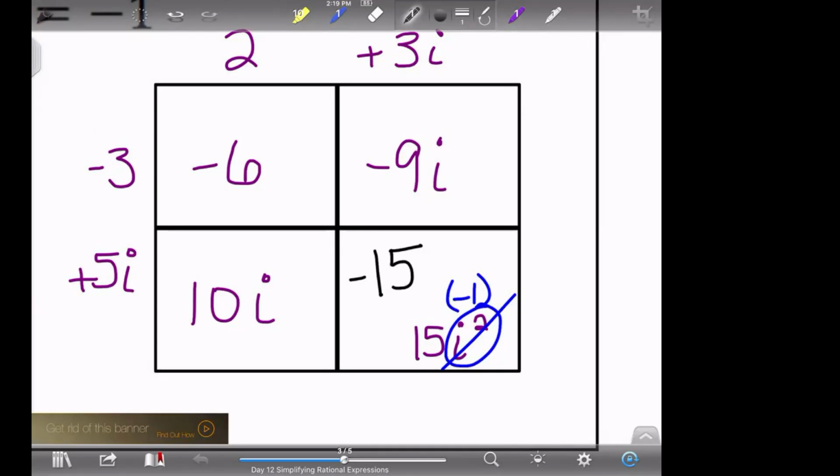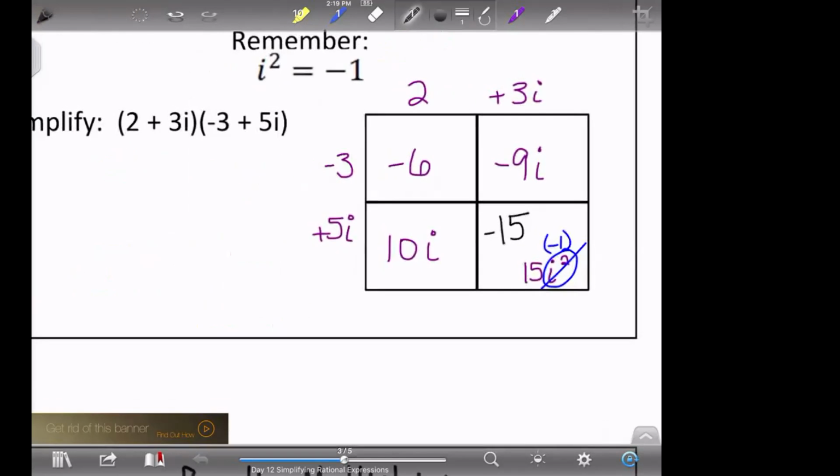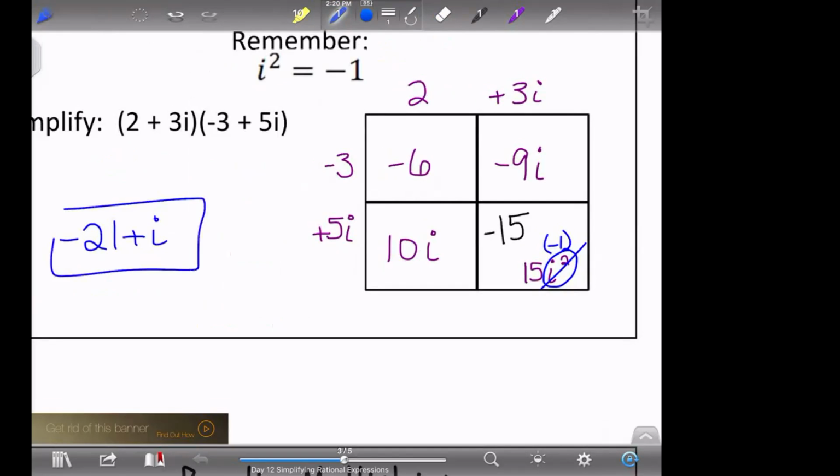So now we're going to go through looking at our box and we're going to combine like terms. Again, we're always going to start with the real numbers first. So real numbers, I have negative 6 and negative 15. That gives me negative 21 when I combine those. Then I'm going to combine the negative 9i and the 10i together to get positive 1i or just plus i. And then that is my final answer. So that's multiplication.